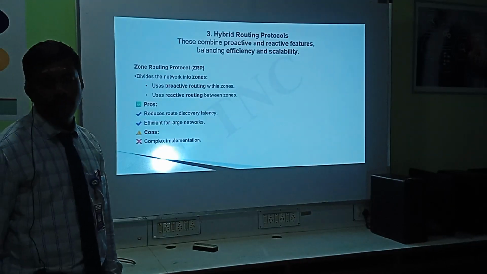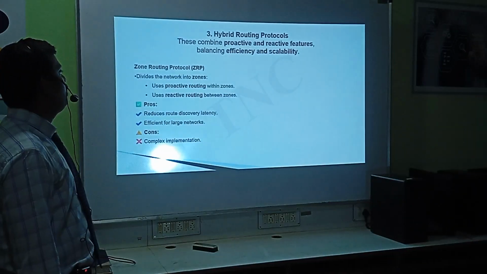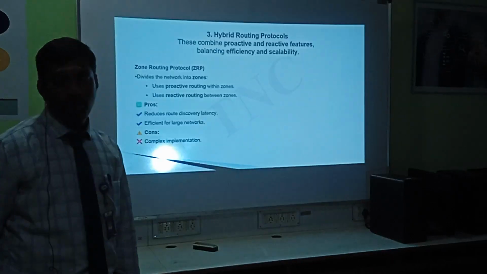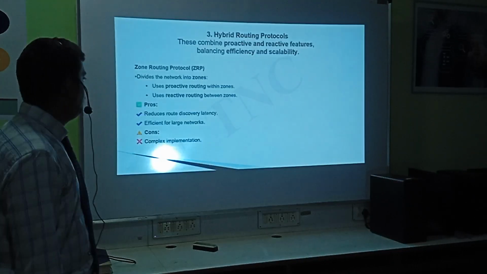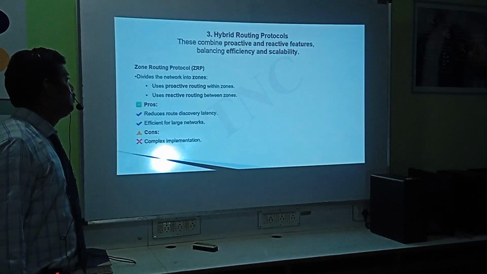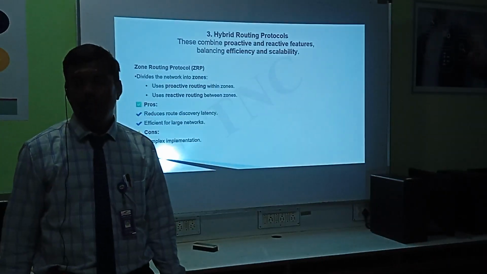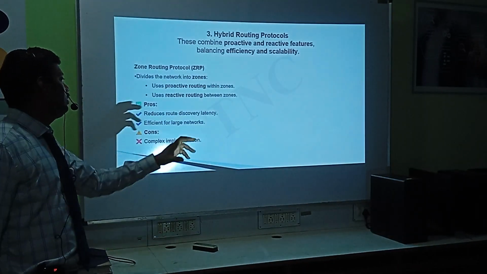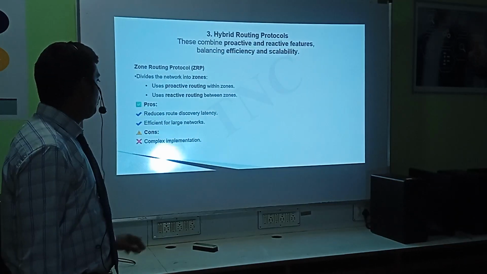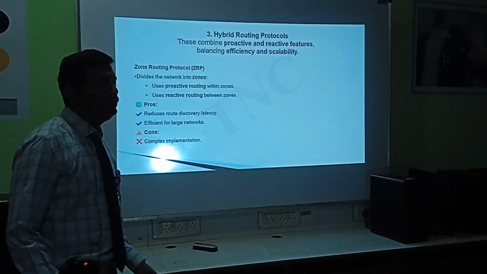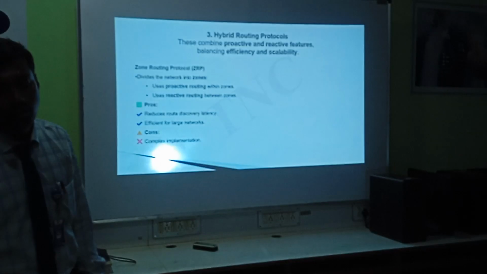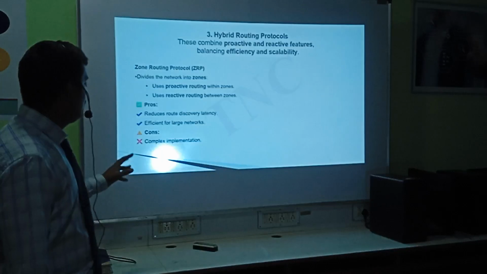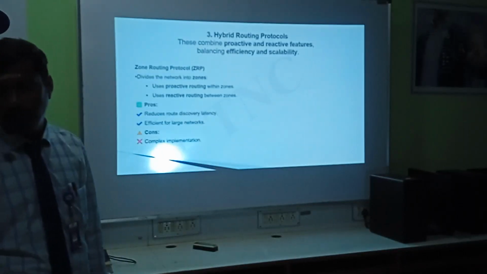The next one is the hybrid routing protocol. The hybrid routing protocol is a combination of proactive as well as reactive features. It is used for balancing efficiency as well as scalability. Here it uses the Zone Routing Protocol, which divides the network into zones, with proactive routing within the zones and reactive routing between the zones. The pros: it reduces route discovery latency and increases efficiency for larger networks. The con is that the implementation of this process is too difficult.